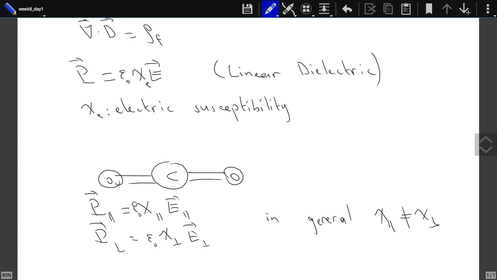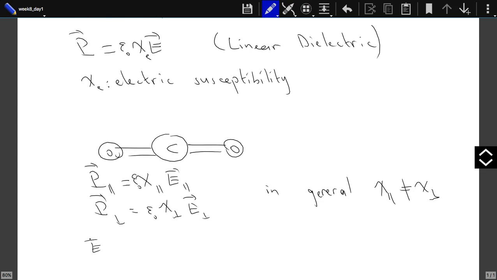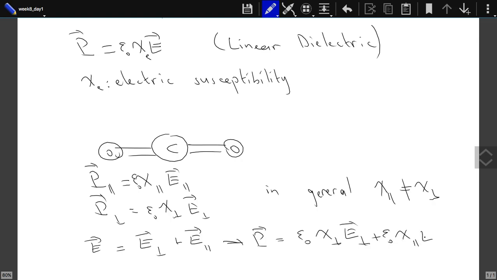In general, they will be different. So if you apply any electric field, not necessarily parallel to the axis, not necessarily perpendicular to the axis, you can always divide it into two parts, one parallel and one perpendicular to the axis of the molecule. But this tells me that the polarization that I will obtain will be epsilon 0 chi perp E perp plus epsilon 0 chi parallel E parallel.